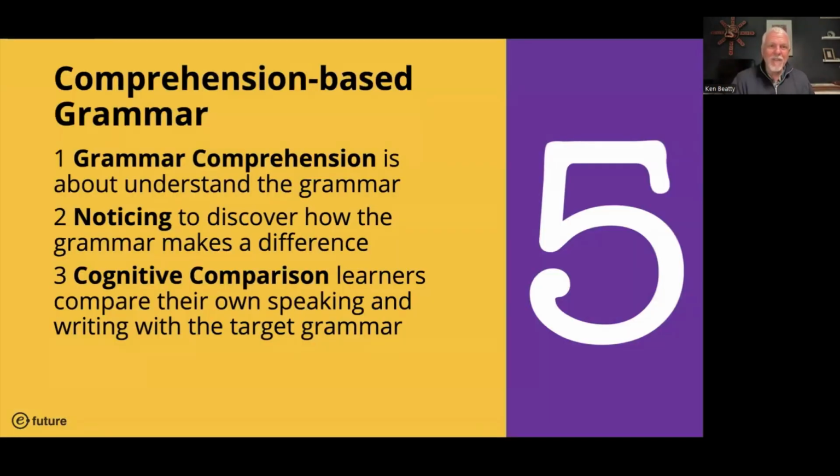Okay, number 5, comprehension-based grammar. So grammar comprehension is about understanding the grammar. Okay, noticing to discover how the grammar makes a difference, and cognitive comparison. Learners compare their own speaking and writing to the target grammar. So it's this comprehension thing. How does this all work?